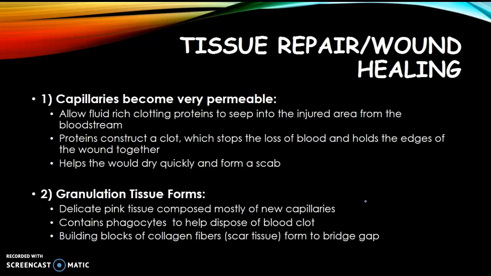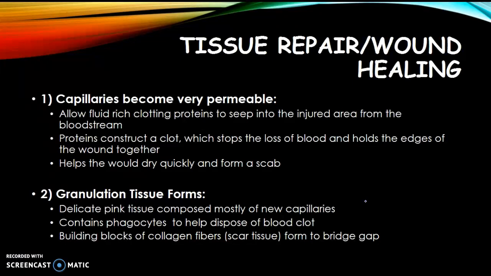So let's talk about what happens when we want to repair a wound. First, we have capillaries becoming permeable. If you cut yourself, the blood flow to that area is going to increase. This allows platelet proteins to help basically stop the injured area from bleeding. You're going to construct a clot so you don't have any loss of blood. And then you're going to form a scab.